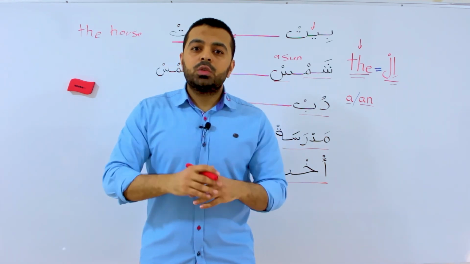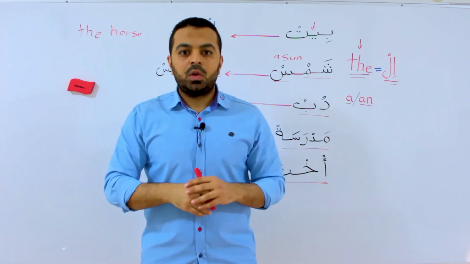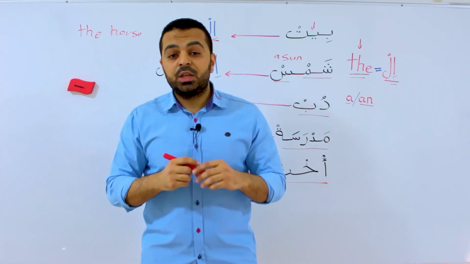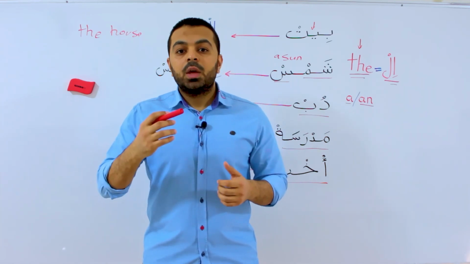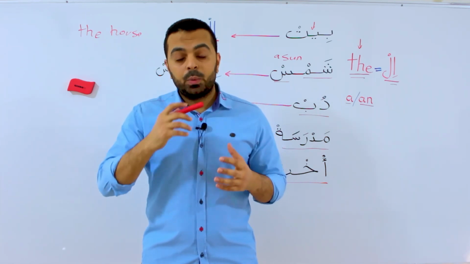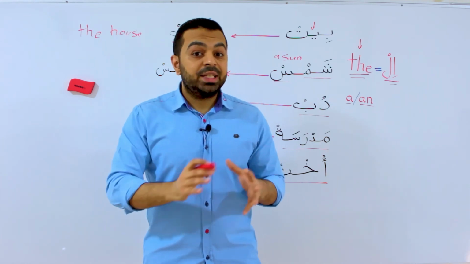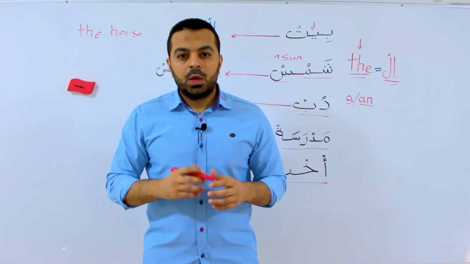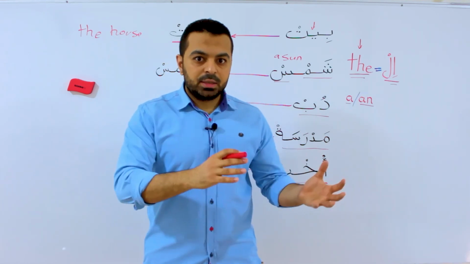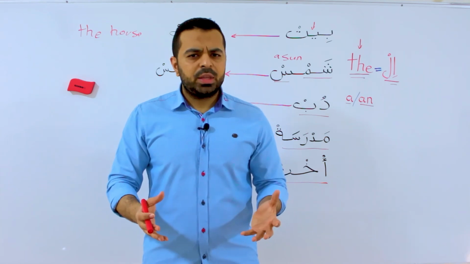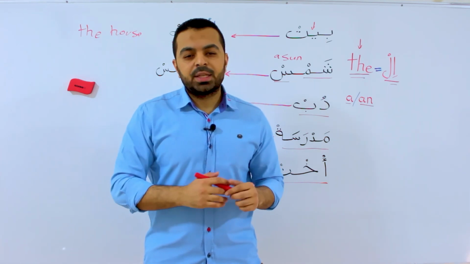Now, in order to master the definite article and indefinite article in pronunciation and to sound like a native Egyptian, we need to know something. We need to know that we have two groups of definite article. We have moon letters and sun letters. What are these things? This is what we're going to know in the next class.